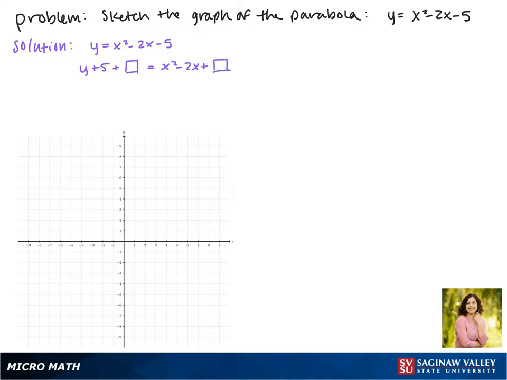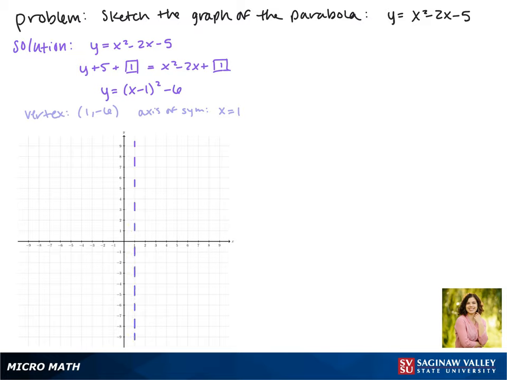So remember that we do negative b over 2a. So here we get 1. Whatever we do to the right side, we have to do to the left. So we add 1 to both sides. We factor and we end up getting y equals (x minus 1) squared minus 6, which makes our vertex (1, negative 6). And our axis of symmetry is the vertical line with that same x value, so x equals 1.